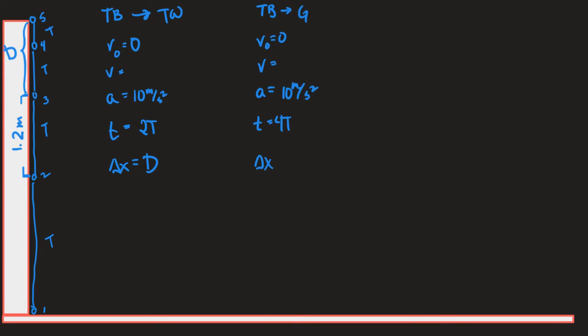On the other hand, I could consider the fact that there is a similarity and one more piece of information I haven't used. If I consider the top of the building to the bottom of the window, then I would start with a v naught of 0. I would not have the final velocity, but the acceleration would be 10 meters per second squared. And the time would be 3t, but now delta x would be d plus 1.2.